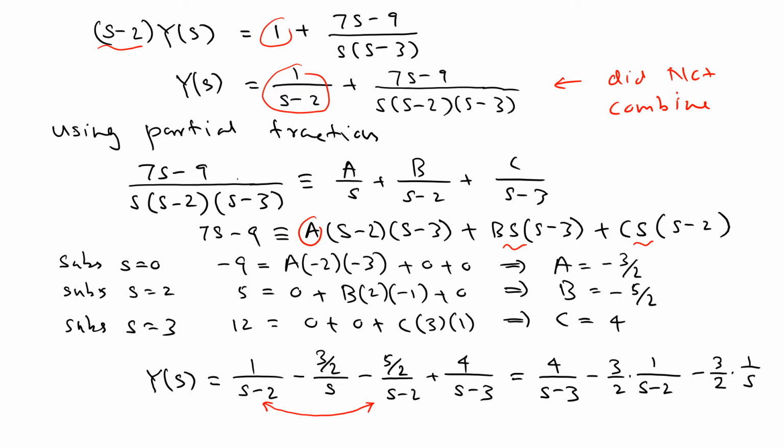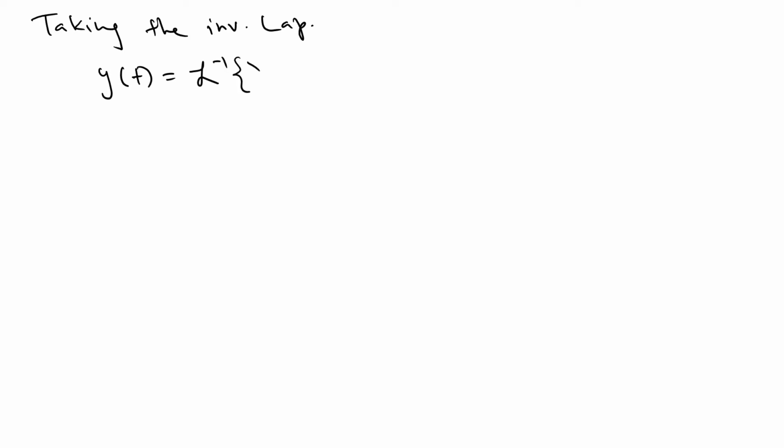Okay, so we have the partial fraction. Perfect. Now what you want to do is just take the inverse of that. So let's do that. Once you take the inverse, so taking the inverse Laplace, we're going to get y(t), which is the inverse of Y(s). So simply take the inverse of each and every term.